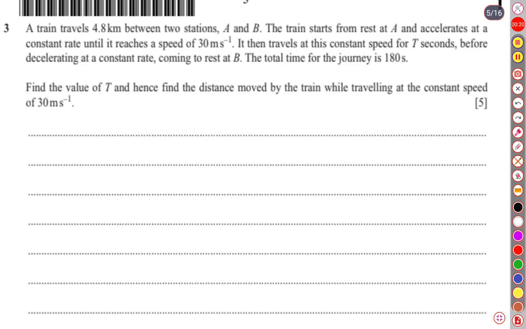It says, a train travels 4.8 kilometers between two stations A and B. The train starts from rest at A and accelerates at a constant rate until it reaches a speed of 30 meters per second. It then travels at this constant speed for t seconds before decelerating at a constant rate, coming to rest at B. The total time for the journey is 180 seconds. Find the value of t and hence find the distance moved by the train while traveling at the constant speed of 30 meters per second.